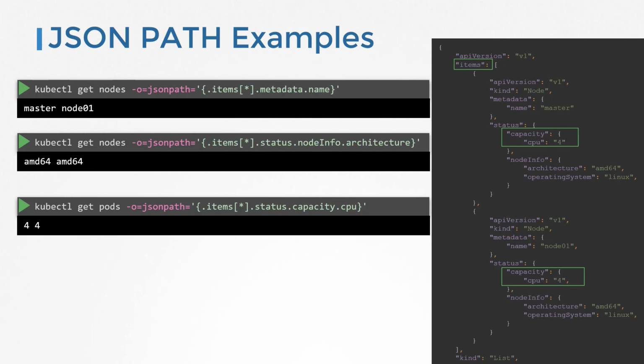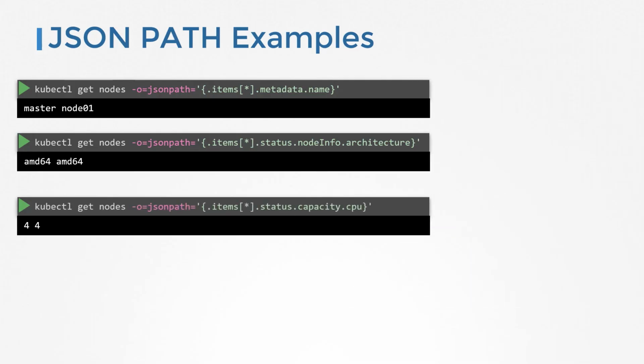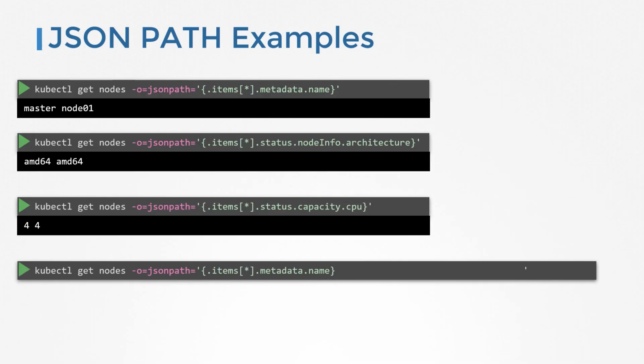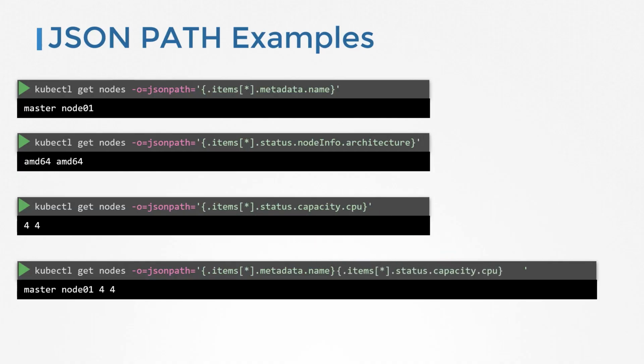Finally, I can merge these queries together into a single command. For example, I could use the first query to get the node names and add the query I used to get the CPU count to it. And that gets me both the results in a single command. That's good, and I can get any information from the JSON output as long as I can figure out the right JSON path queries for it. But that's still not pretty, is it? That's not how I want it to look.